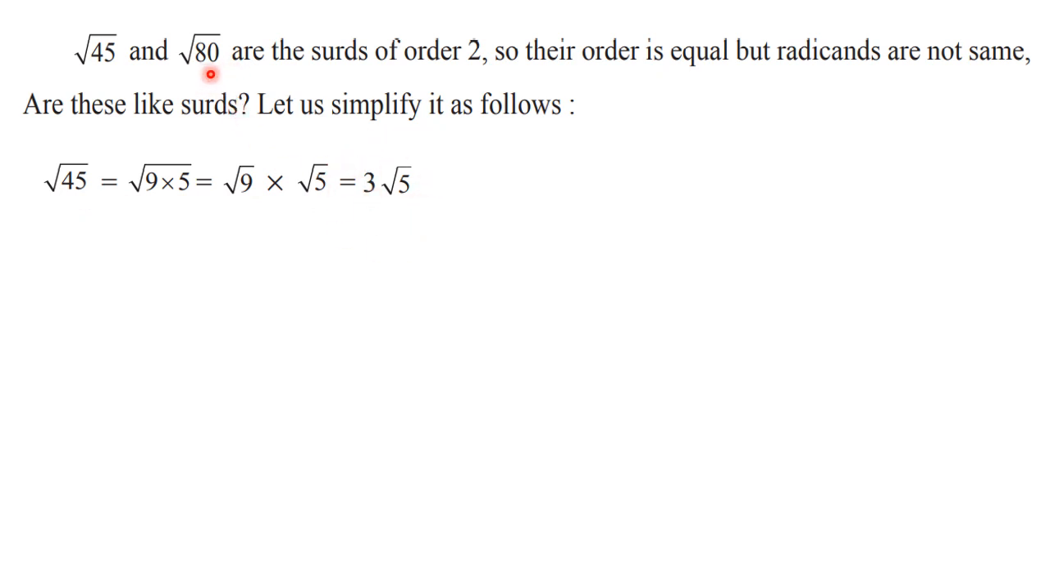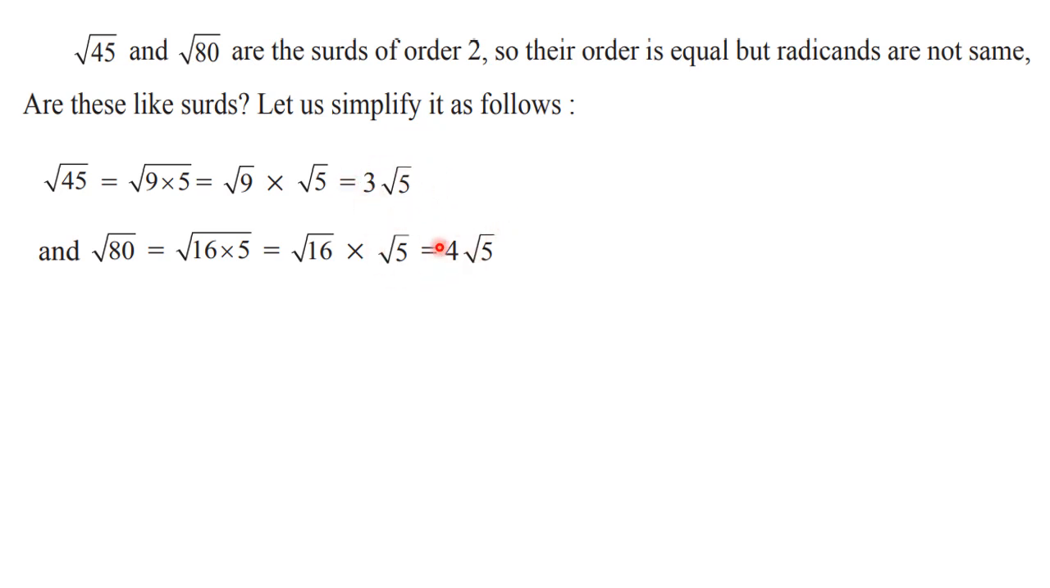Let us do it for root 80 now. Root 80 we can write as 16 into 5 inside the root sign. 16 is a perfect square. Further we can separate it as root 16 into root 5. But this root 16 is 4, as 16 is the perfect square of 4, and then root 5 as it is.